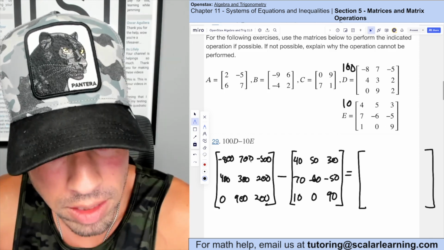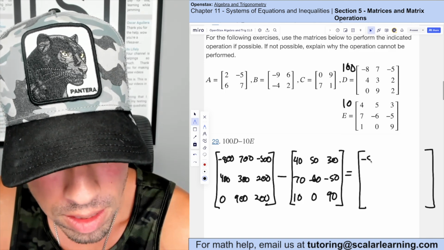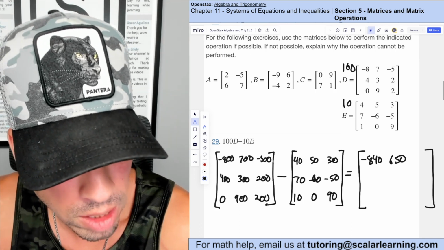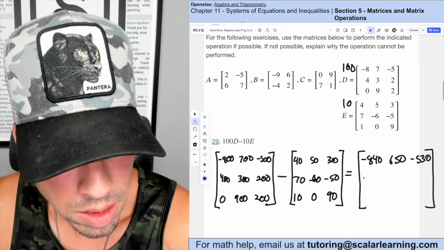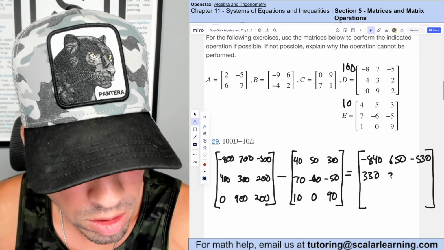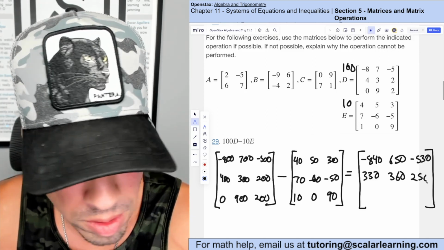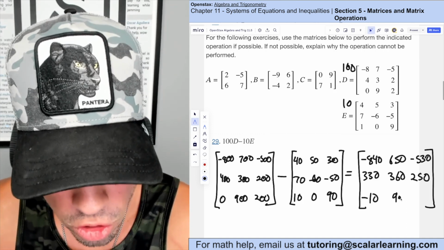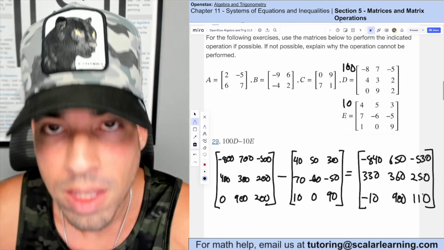All right, now we're going to subtract each and every term in their position. So negative 800 minus 40 first, that's negative 840. Next, we have 650, right? These two are subtracting. And then negative 500 minus 30 is negative 530. Then we got 400 minus 70 is 330. 300 minus negative 60, that's plus 60, so that's 360. 200 minus negative 50, that's plus 50, so that's 250. And then 0 minus 10 is negative 10. 900 minus 0 is 900. And last but not least, we have 200 minus 90, which is 110. That's how you do it.